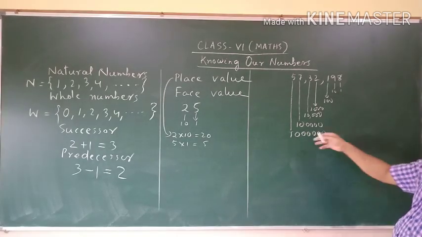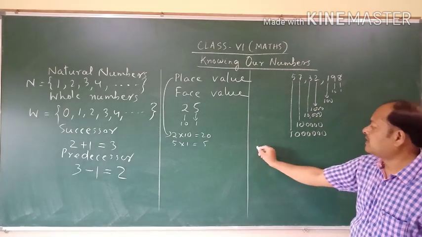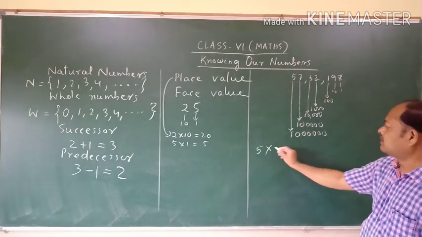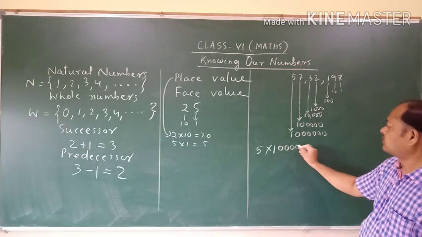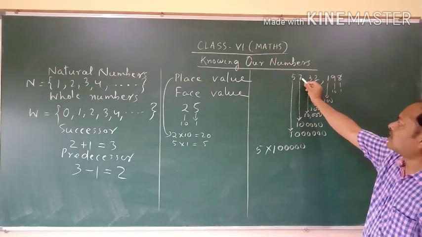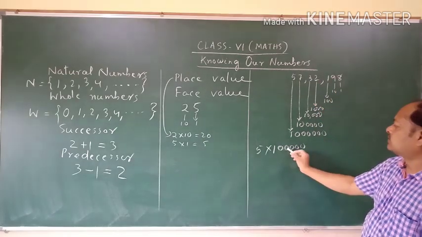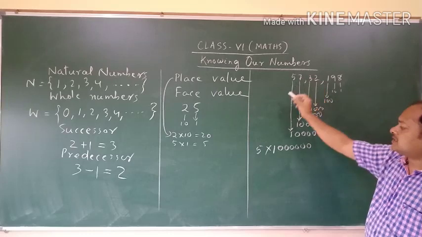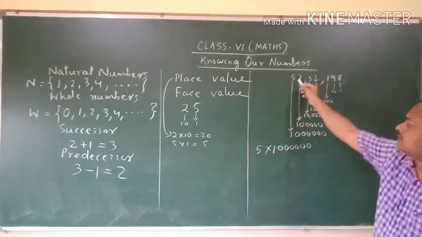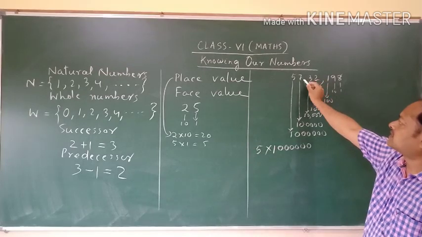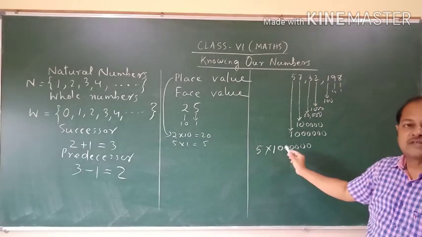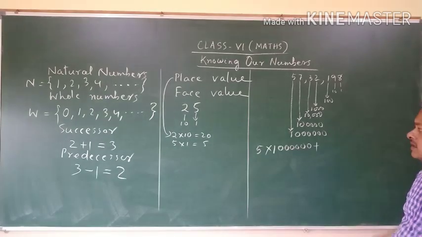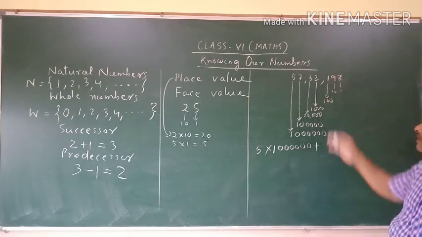Now multiply each digit with its place value position. How to write it? 5 into 1 followed by zeros. After 5, how many places are there? 1, 2, 3, 4, 5, 6. So write 5 here, then after 5, that many zeros, 6 zeros. Now plus. This is the expanded form of this number.